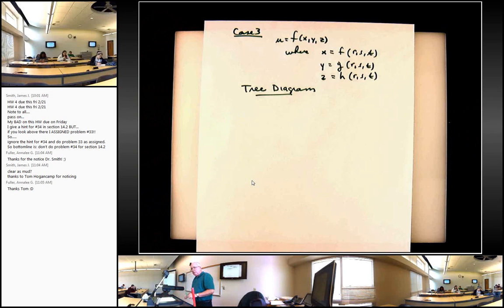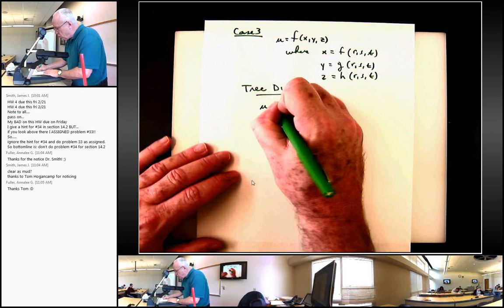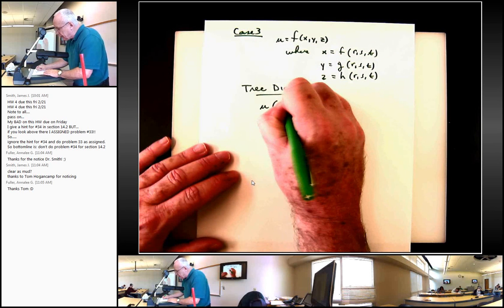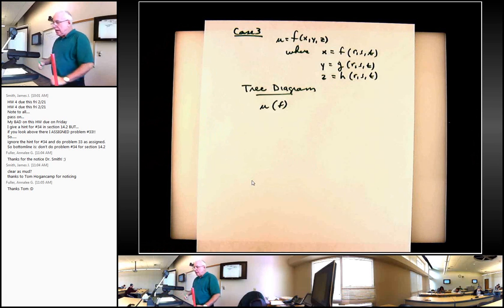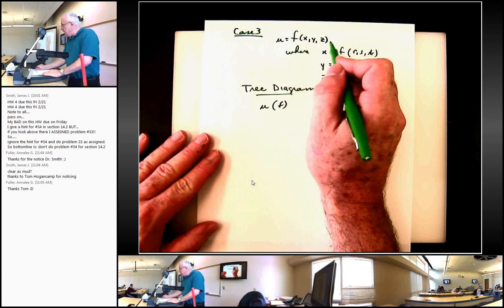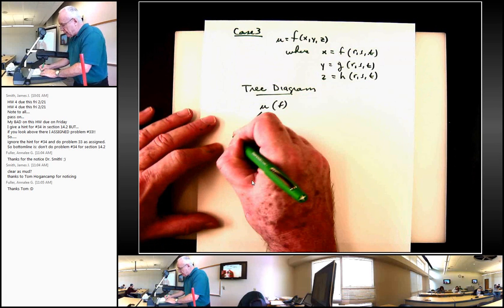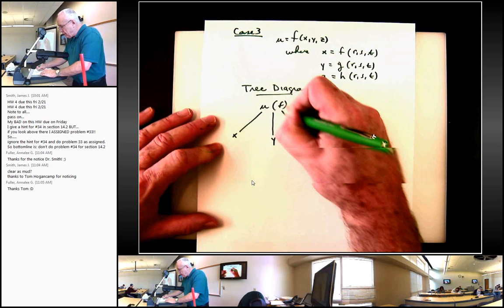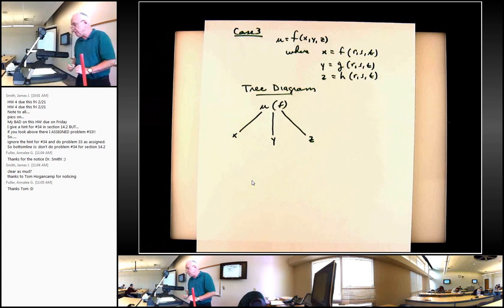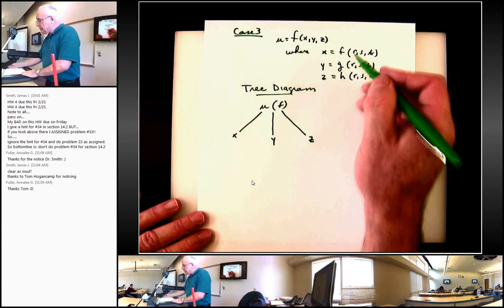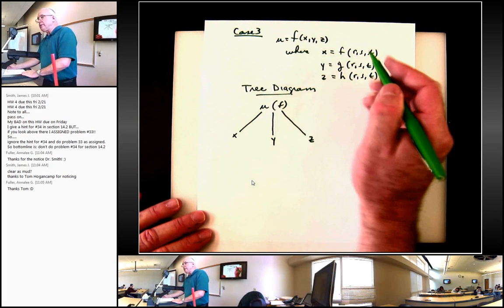All right. So at the very top, we have u, or I could have also put it as the letter f as our function. And now we're going to branch down to 3. So it's going to go to x, y, and z. And then for x, we're going to branch to r, s, and t.